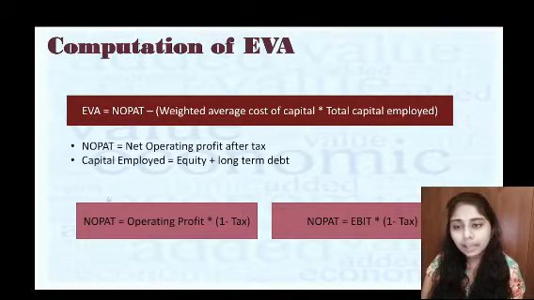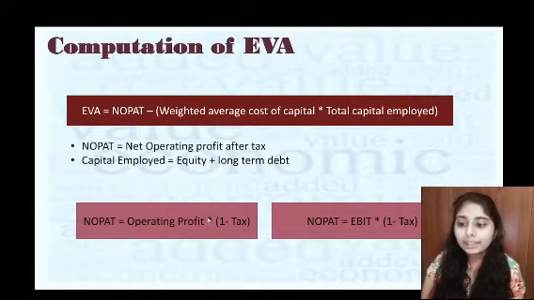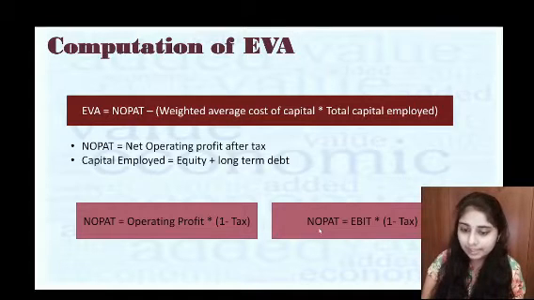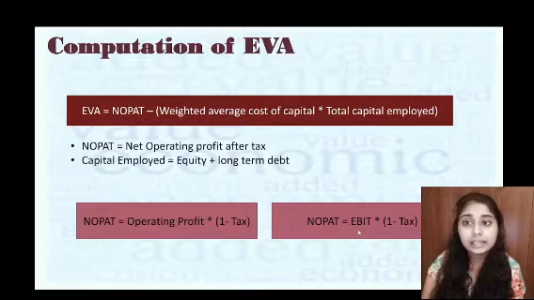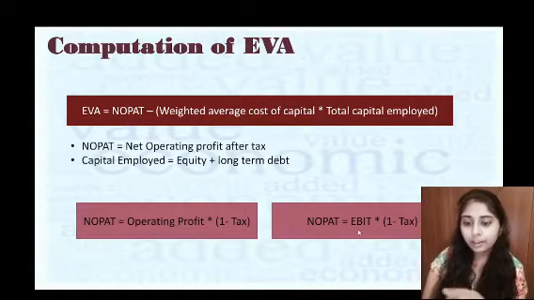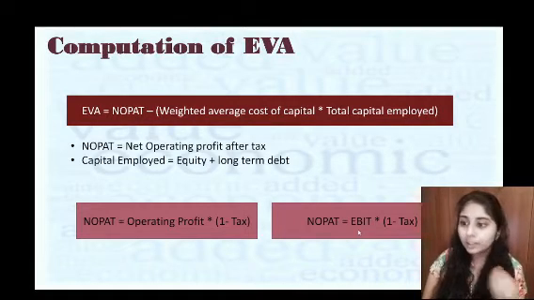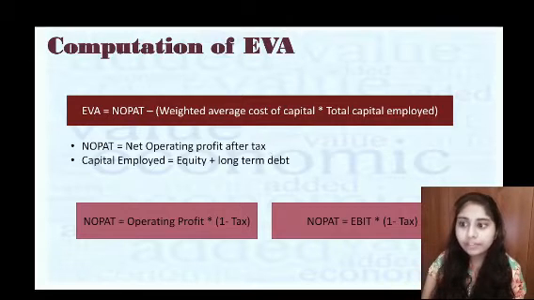We can calculate NOPAT in two different ways. First, NOPAT equals operating profit into 1 minus tax, and also NOPAT is equal to EBIT into 1 minus tax. EBIT is earnings before interest and tax. By using these two formulas we can calculate NOPAT, and to calculate EVA we use NOPAT minus weighted average cost of capital into capital employed.